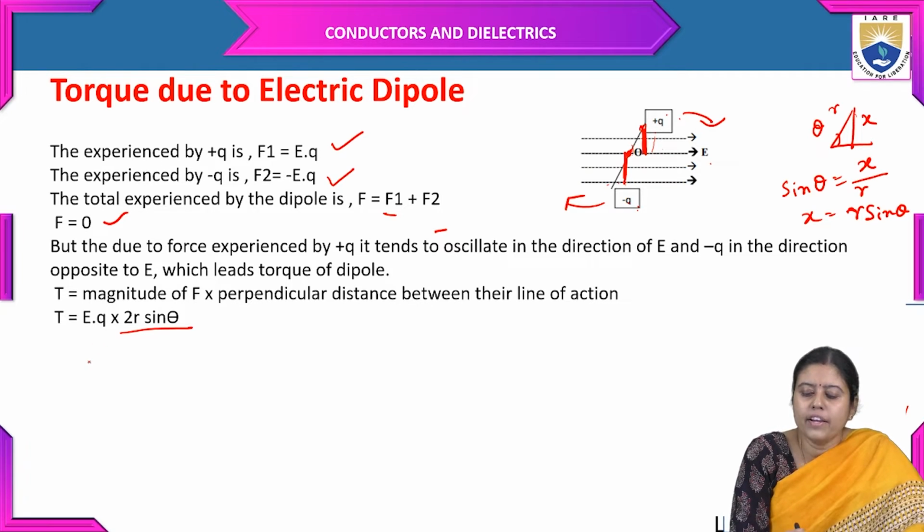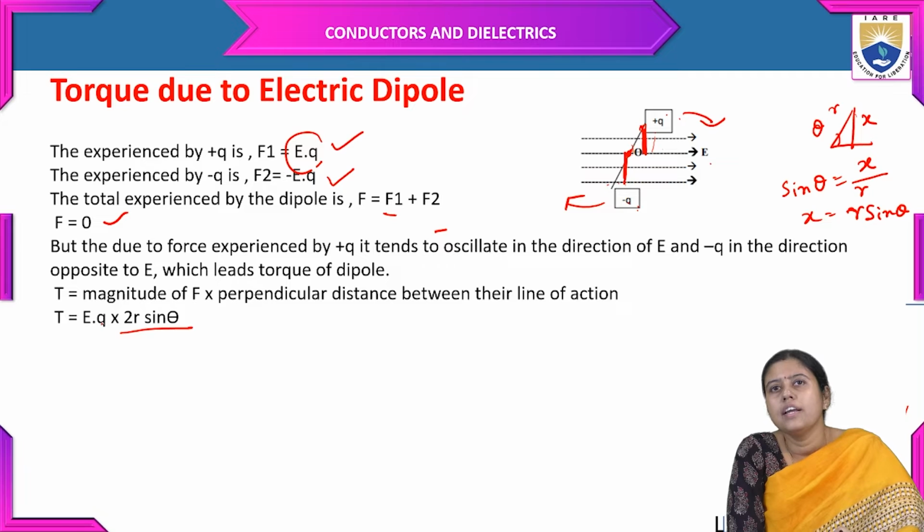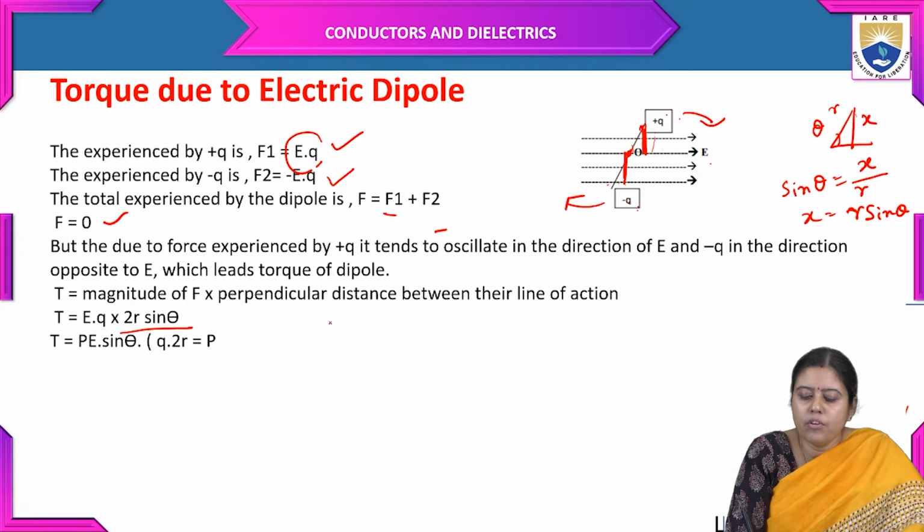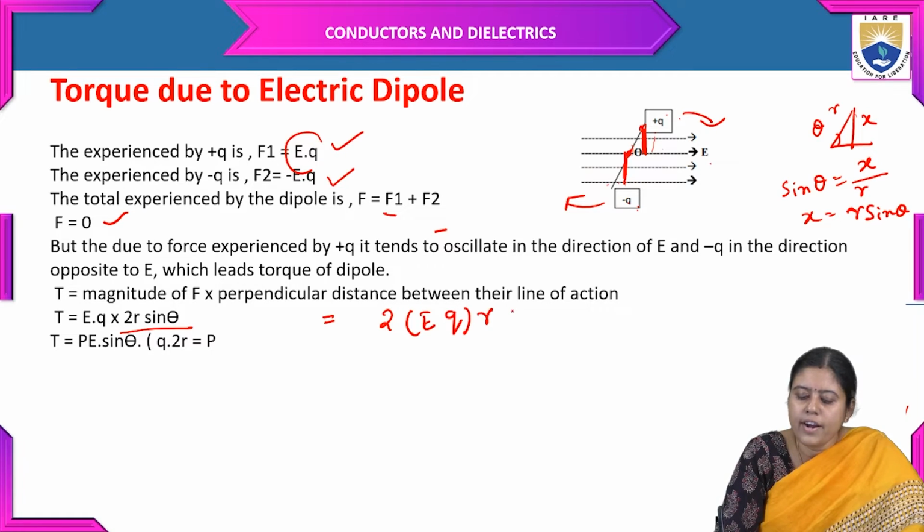So what is the magnitude of the force? We got already, magnitude is E into Q. So torque is equal to EQ into r sin theta. So the value is 2 EQ into r sin theta.